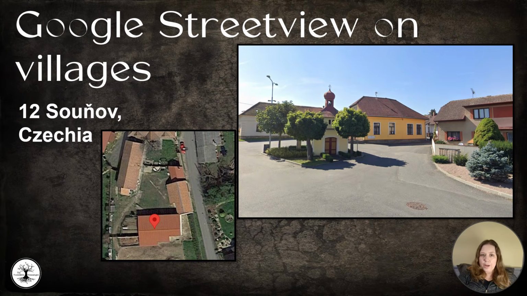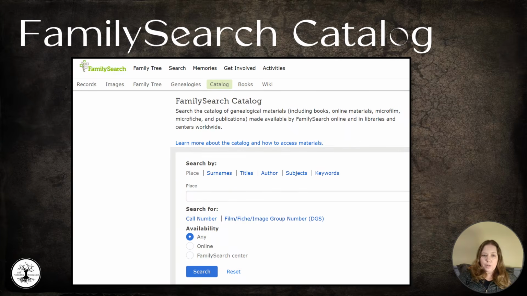One really cool thing about Czech and Slovak records is that they often list the address in the village, and those addresses often correspond to the current Google Maps address. So a lot of times you can type in that address you find in that 1800s parish record, and then you can do a Google Street View tour through the little village and see exactly where your ancestor lived.